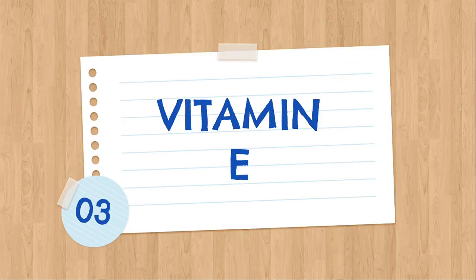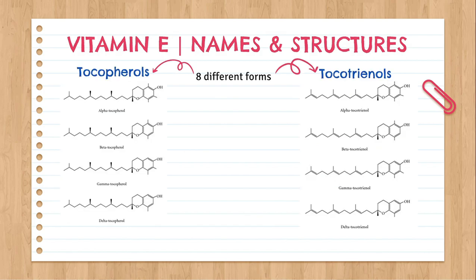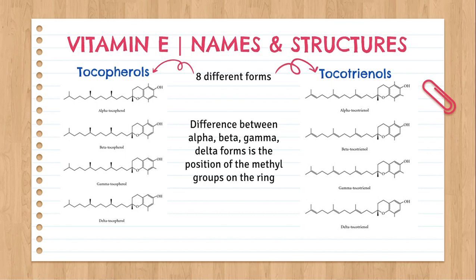The third fat-soluble vitamin is vitamin E. Vitamin E exists in 8 different forms, which are 4 tocopherols and 4 tocotrienols. Both of these have 4 forms, which are alpha, beta, gamma, and delta. The difference between these forms is the position of the methyl groups on the ring, whereas the difference between tocopherols and tocotrienols is that the former have a saturated tail while the latter have an unsaturated tail.